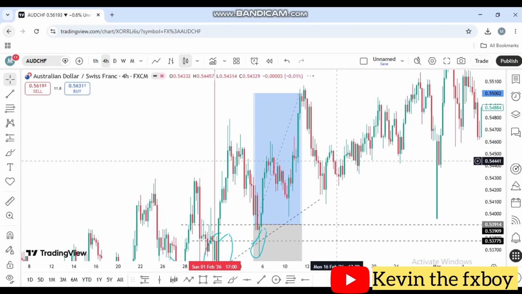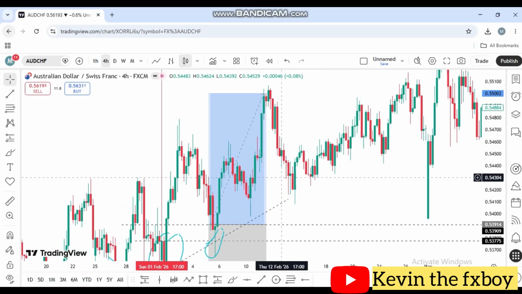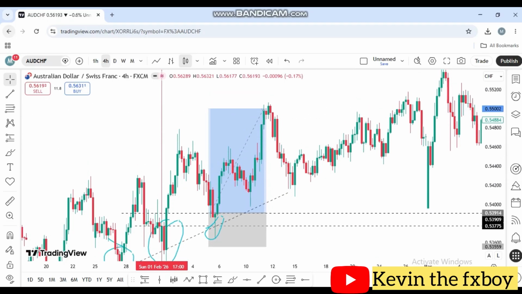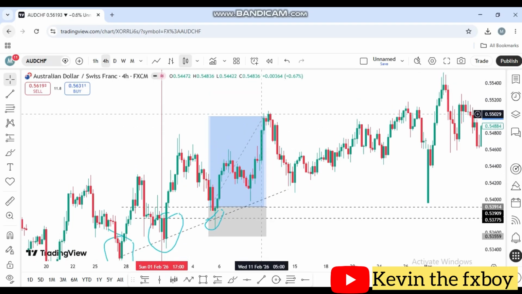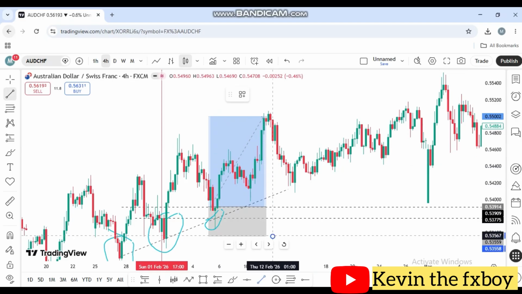The market was clearly in an uptrend, but one thing you need to know is when to exit the market. As you can see here, I exited the market before it started dropping. Immediately I got out here, I got out here, this zone. The market started dropping back.